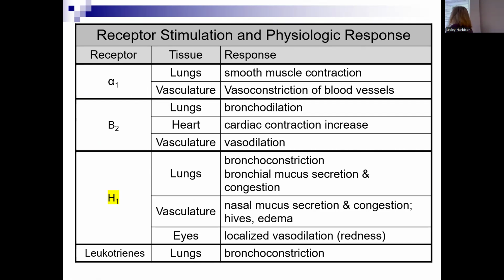Think of all the allergy stuff. Eyes, vasodilation. So we get our red eyes from an allergy reaction. And then leukotrienes is another one that we haven't talked about. We'll only really talk about it in this unit.